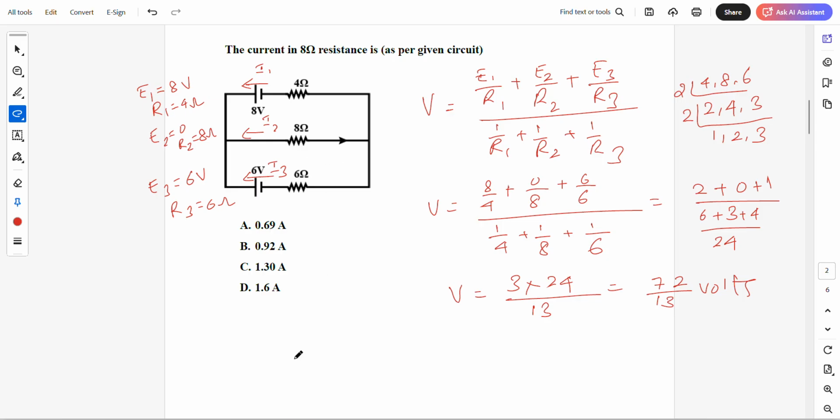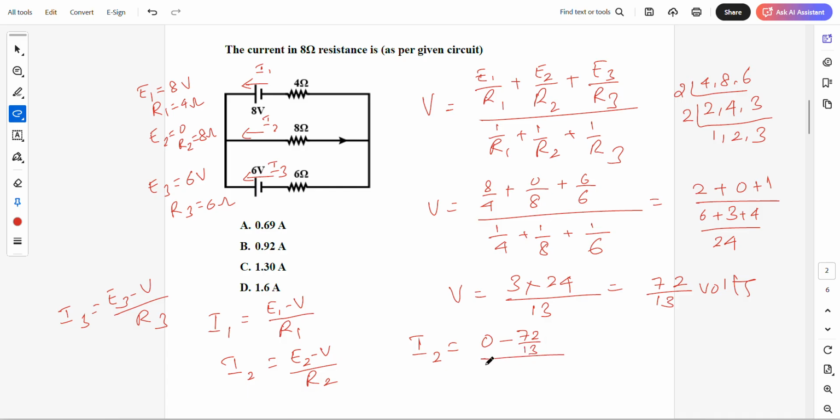Now how to calculate I2? What is the formula? I1 is equal to E1 minus V by R1. I2 is equal to E2 minus V by R2. To find I3, I3 is equal to E3 minus V by R3. They are asking you to calculate I2. E2 is 0, minus V, that is 72 by 13, divided by R2, which is 8.